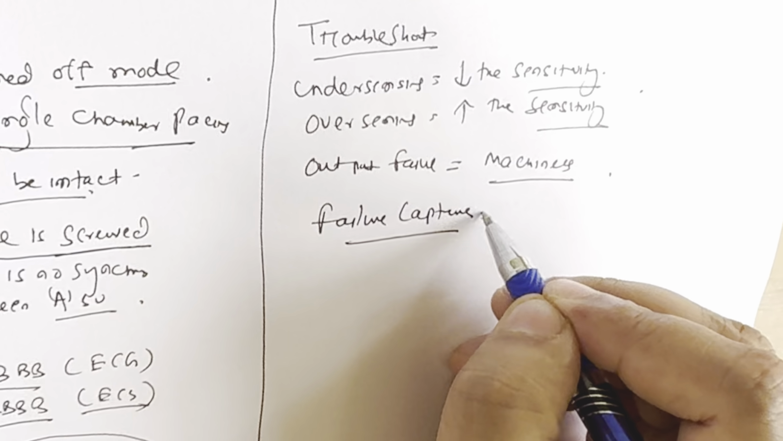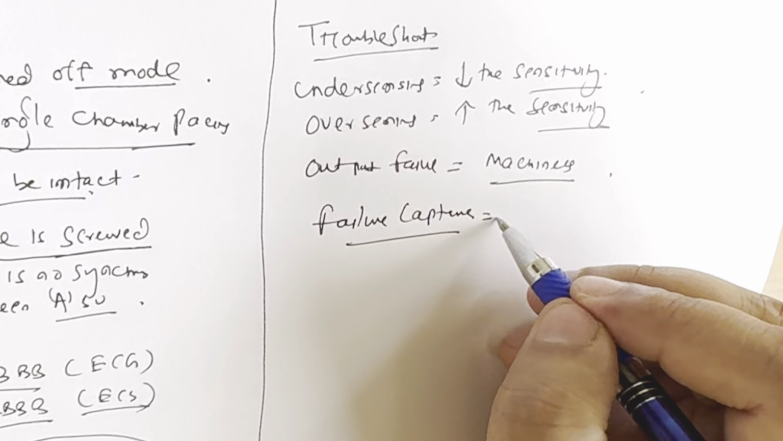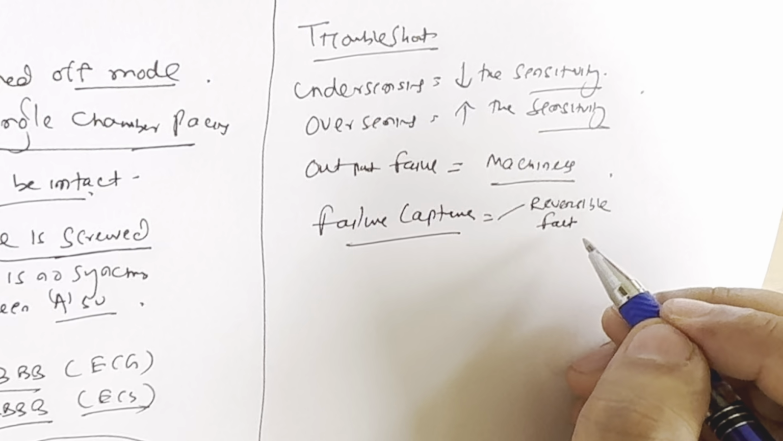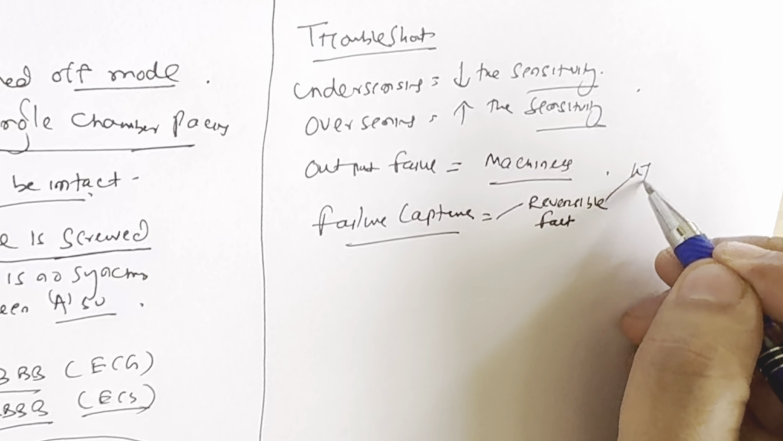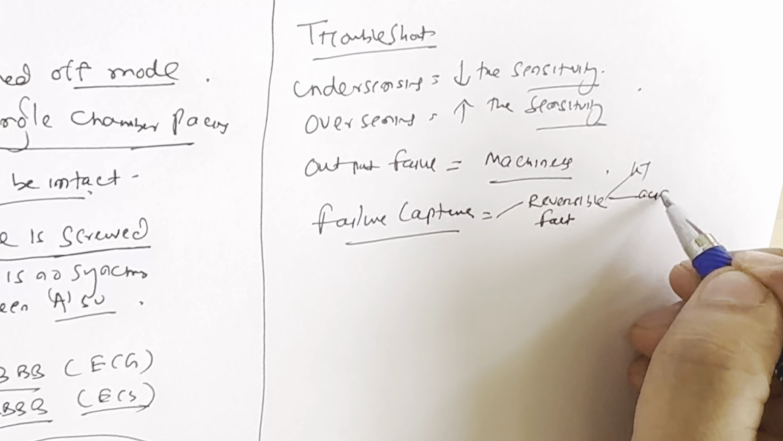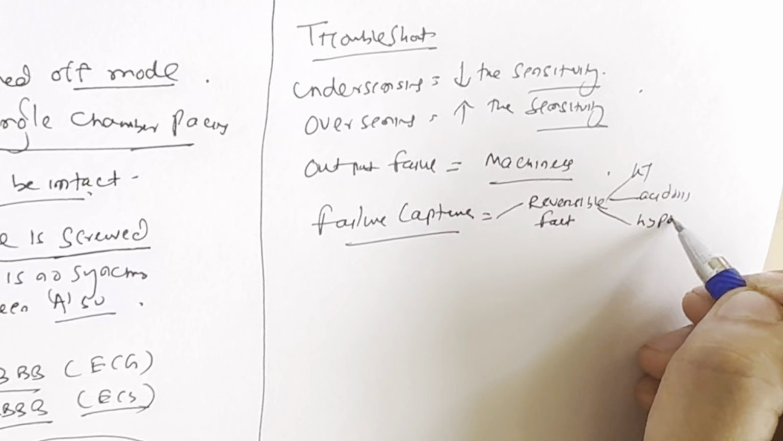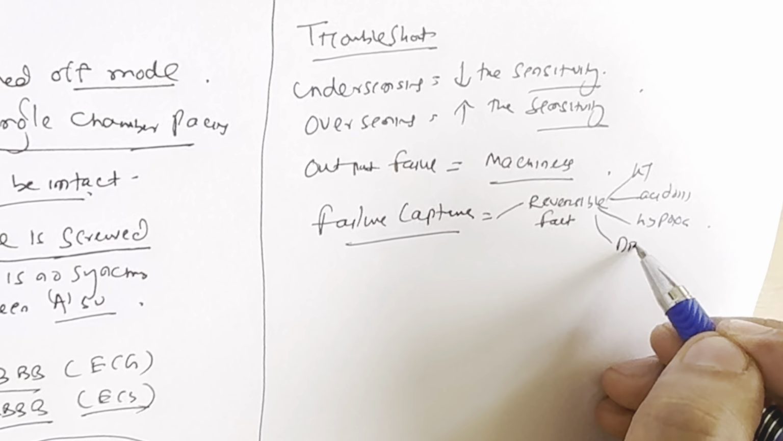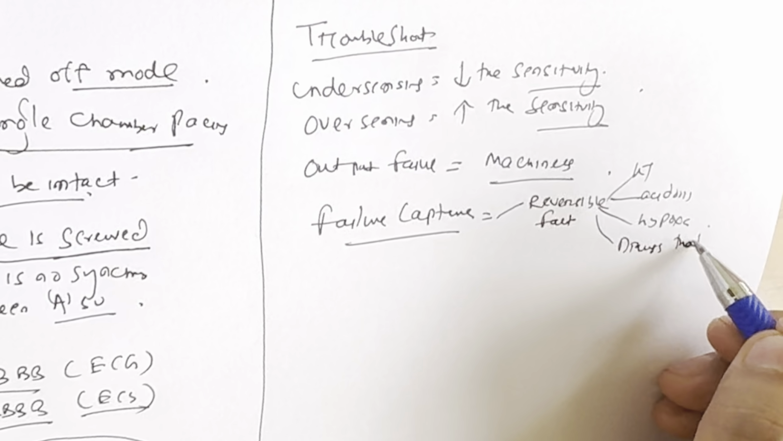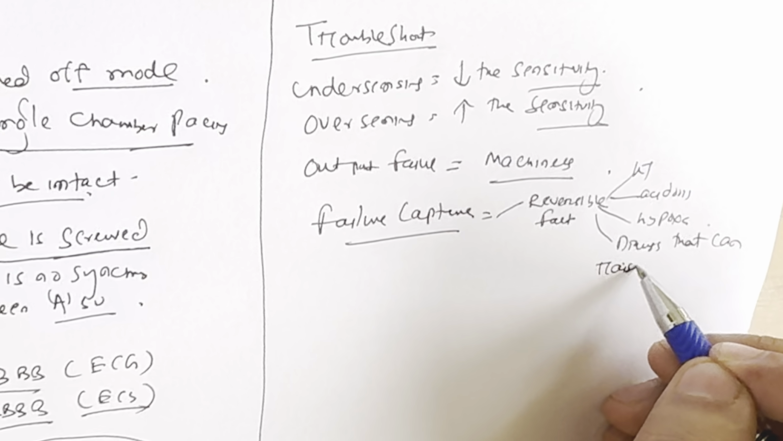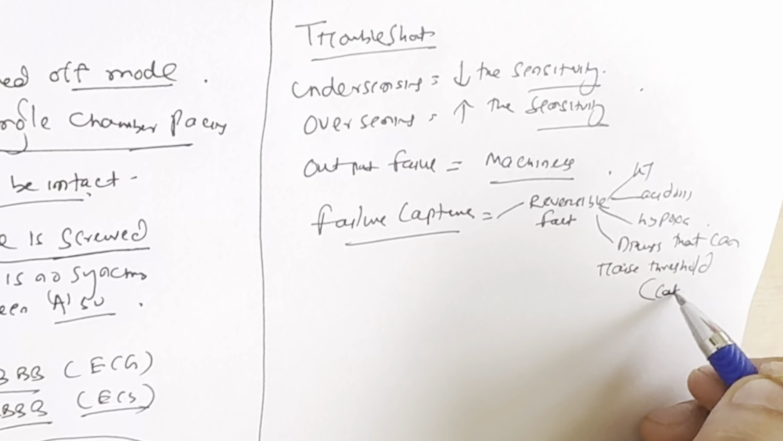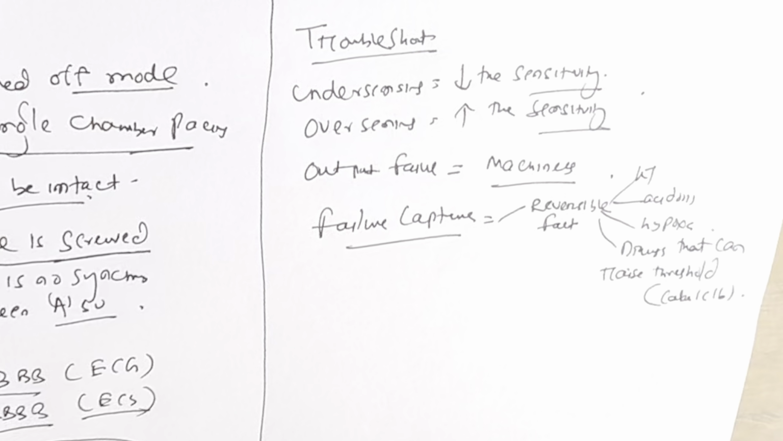How to manage this failure to capture? Here we have to think about the reversible factors. Of course the current can be low, but we have to first check for the reversible things like potassium, acidosis, hypoxia, drugs that can raise the threshold, like your class 1C, 1B drugs, flecainide, etc., right?